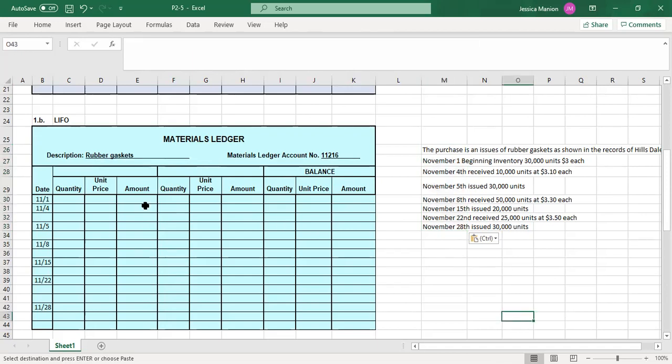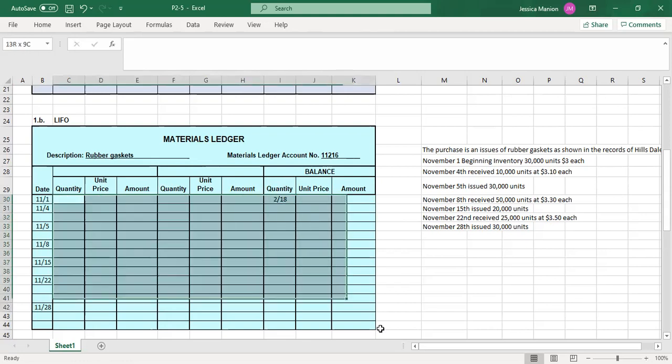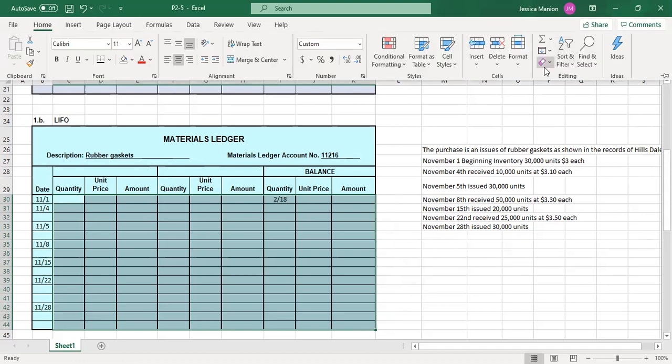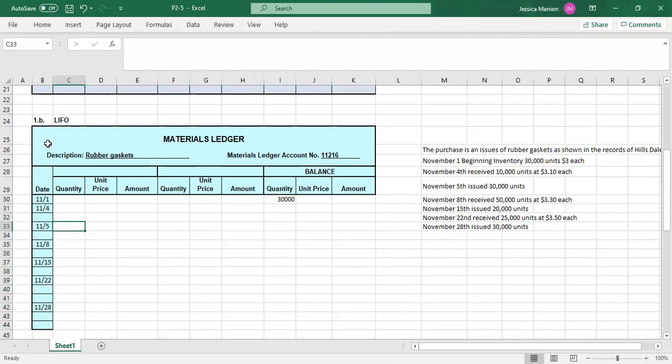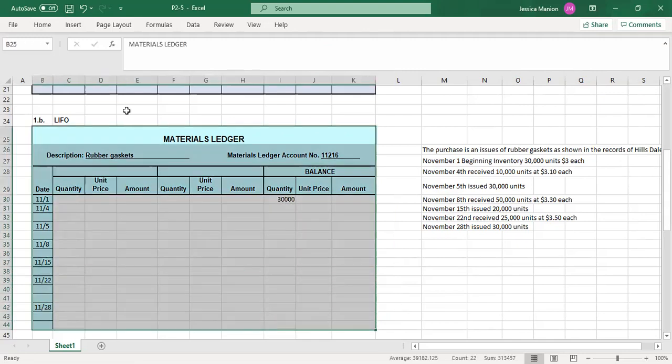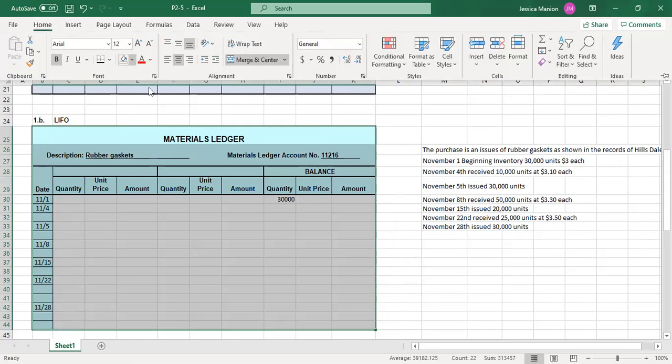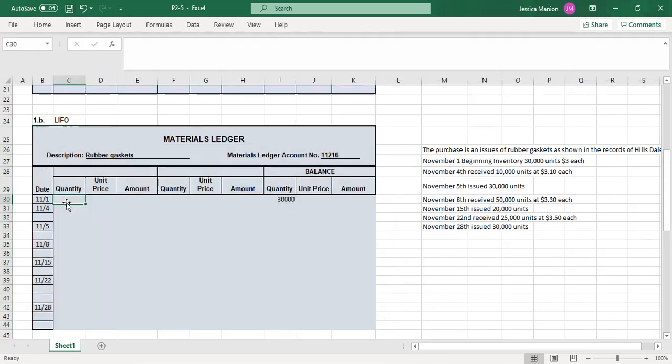So again, November 1, beginning inventory, 30,000 units at $3 each. And actually, the first two lines are the same with this LIFO as they were with FIFO. But anyway, we'll just type it in. It's not a big deal. So 30,000 units. Oh, man. What's it doing to me? I don't know how 30,000 turned into 2/18. Just not smart enough to know what is going on there. Kind of makes this a pain. I wish I would have known it was going to get squirrely on me like that.